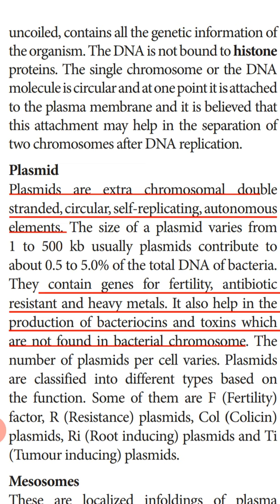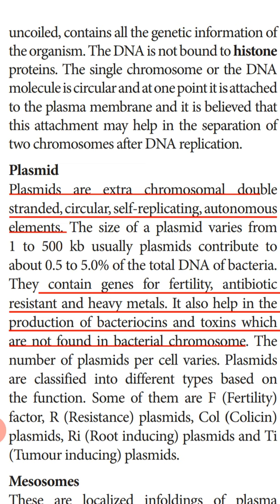It helps in the production of bacteriocins and toxins, which are not found in the bacterial chromosomes. Bacteriocins are proteins produced by the bacteria which are active against other bacteria of different strains. They also produce toxic substances which are not found in the bacterial chromosome. The number of plasmids per cell varies. Plasmids are classified into different types based on their function.